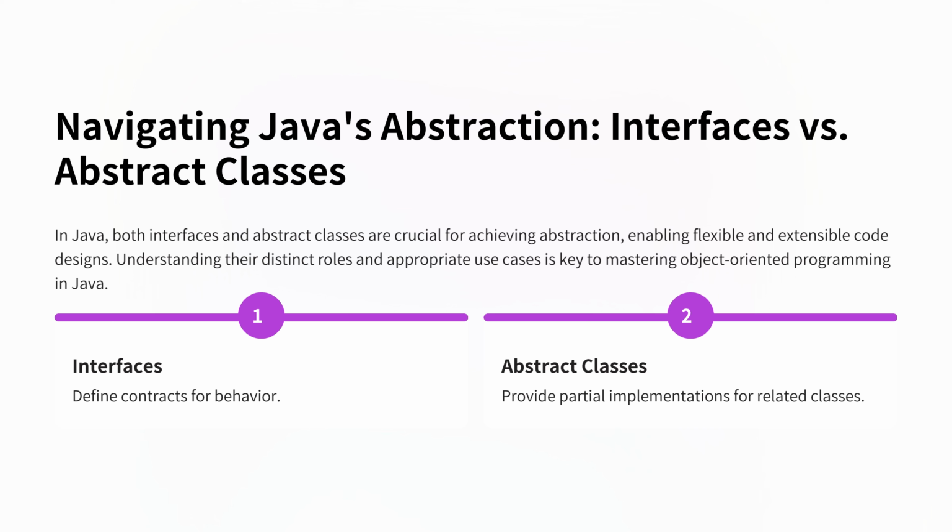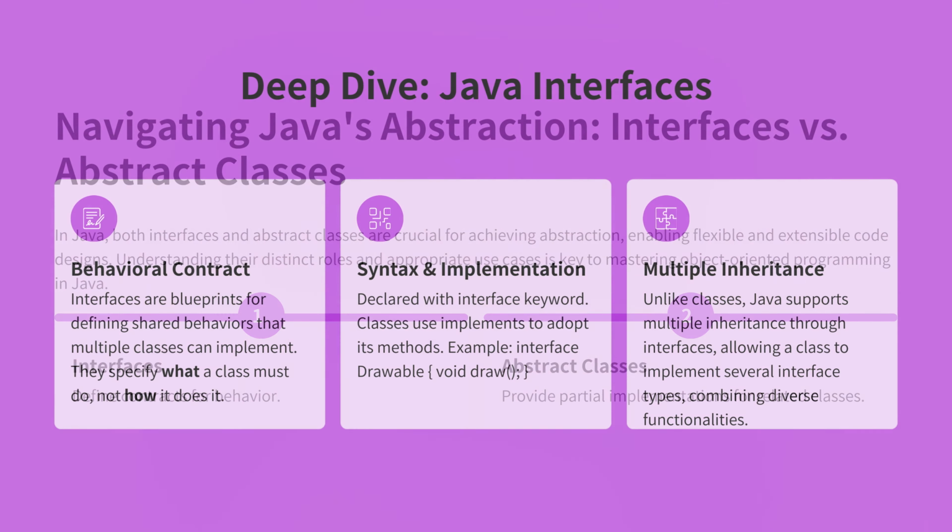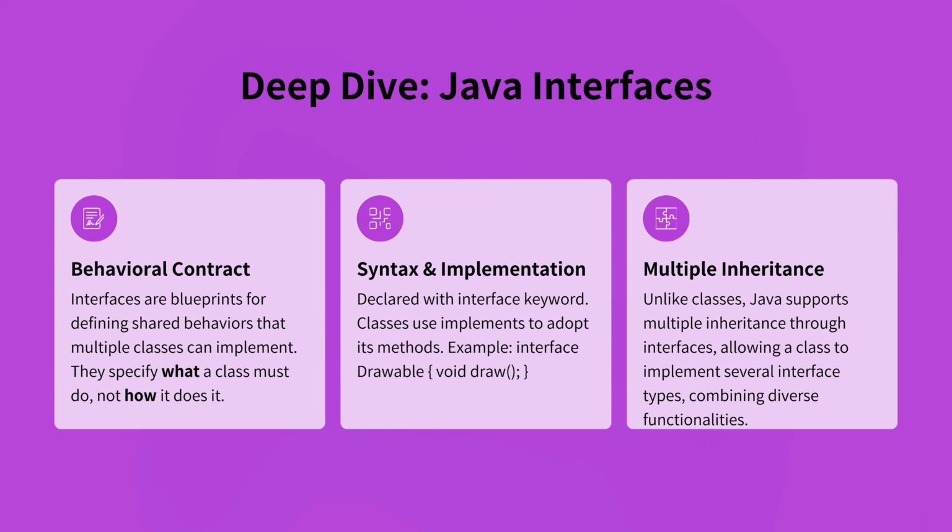1. Interfaces: define contracts for behavior. 2. Abstract classes: provide partial implementations for related classes. Deep dive: Java interfaces, syntax and implementation. Behavioral contract, multiple inheritance. Interfaces are blueprints for defining shared behaviors that multiple classes can implement. They specify what a class must do, not how it does it.